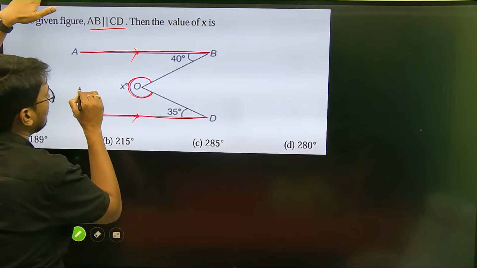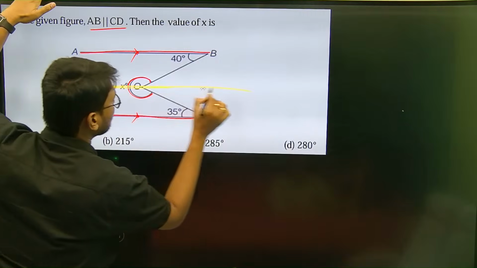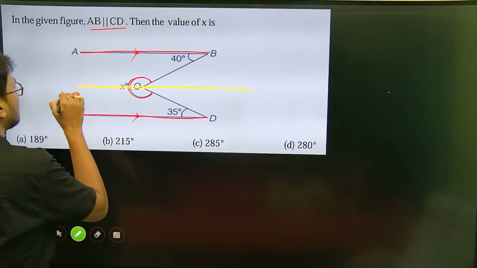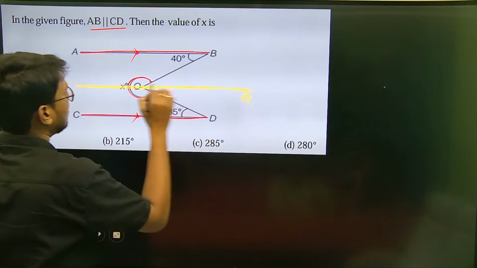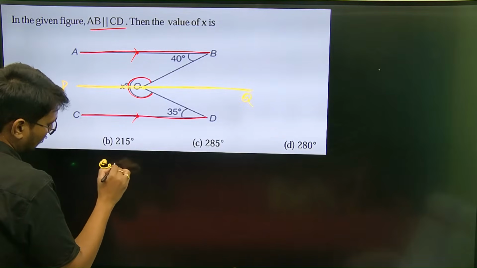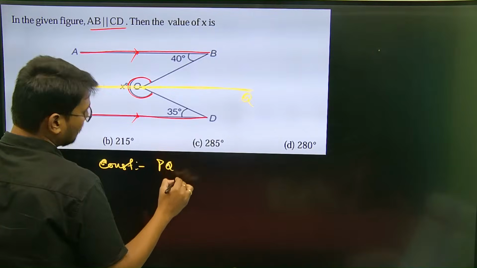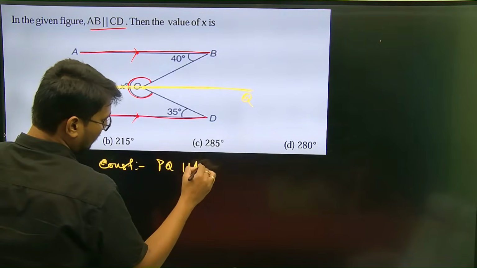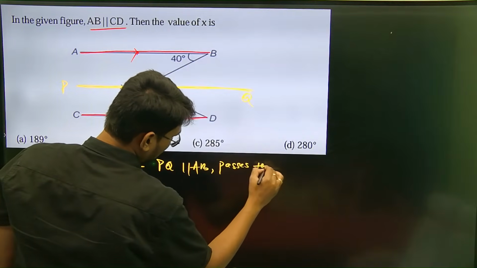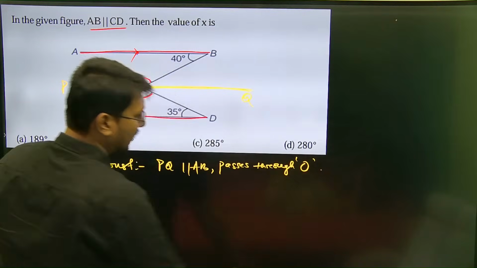So for that, what we have to do is draw a line. We have to do a construction. Through O, we have to draw a line. Let us call it PQ, which is parallel to AB. Construction here: we construct PQ parallel to AB, passing through point O.